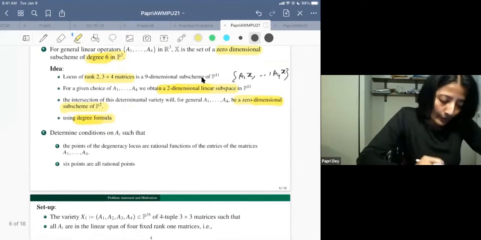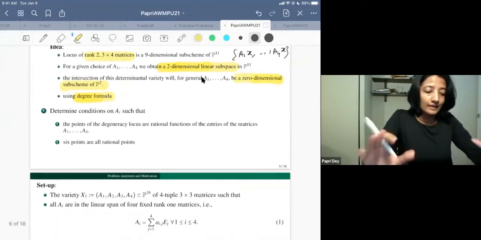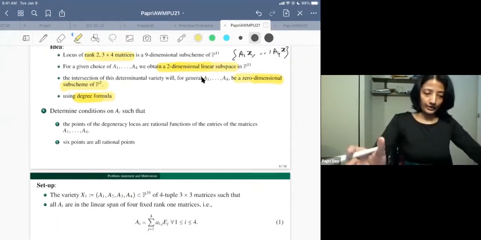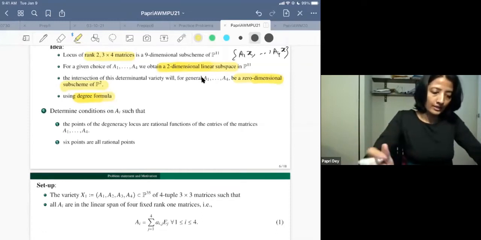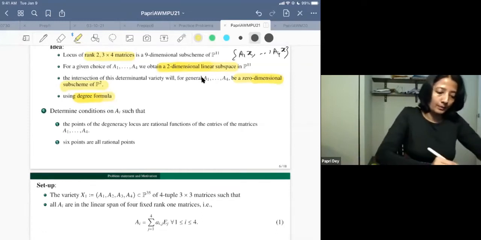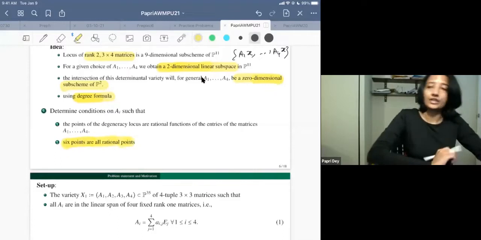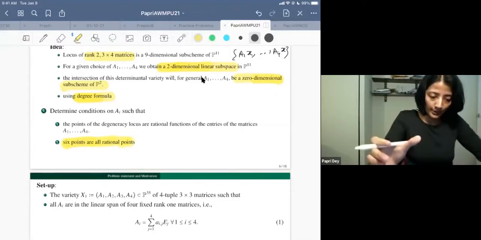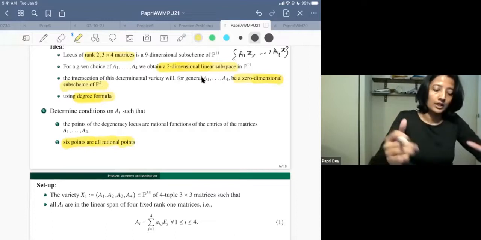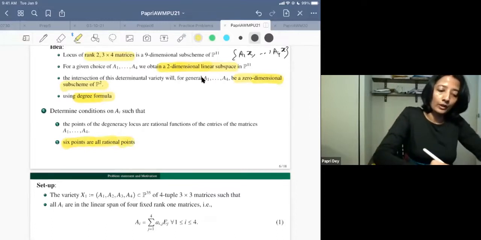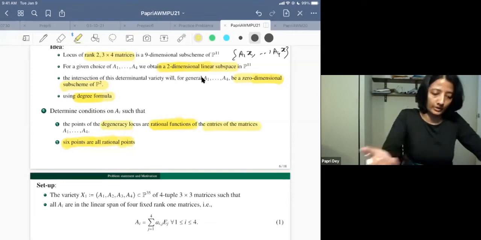Now, our aim is to determine conditions on these matrices Ai such that we'll get all 6 points as rational points. Moreover, we'll have an explicit expression or formula to get these 6 points in the degeneracy locus. And that can be done if we can express them as rational functions of the entries of the matrices.